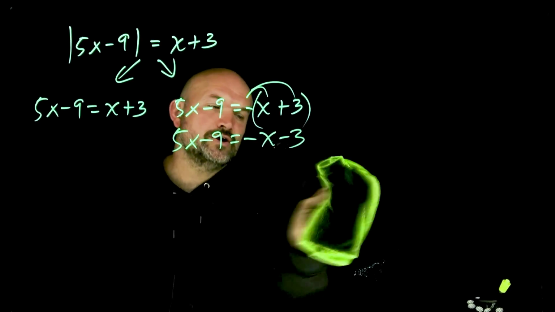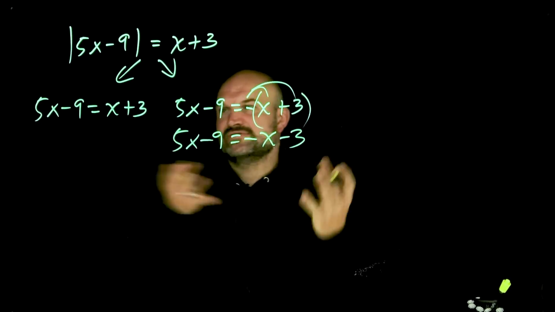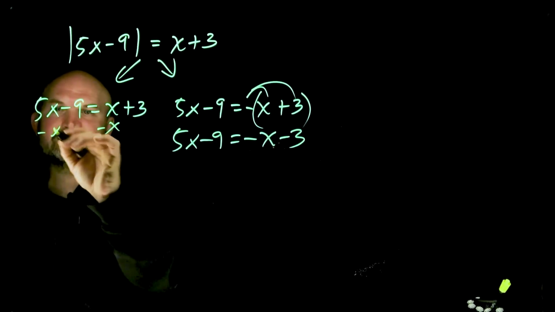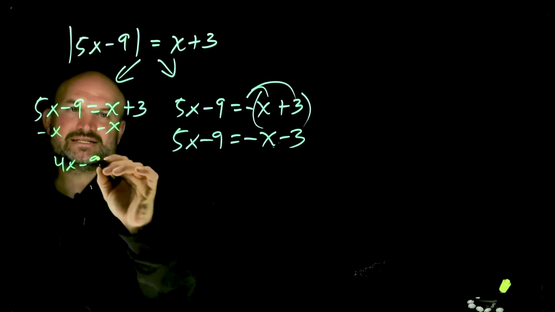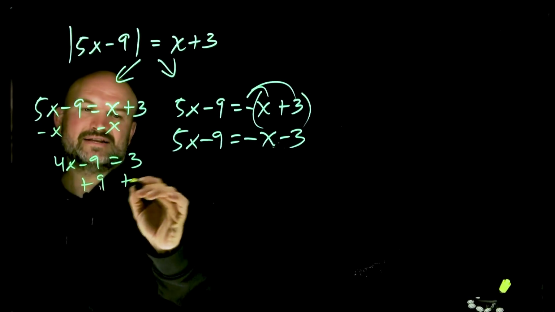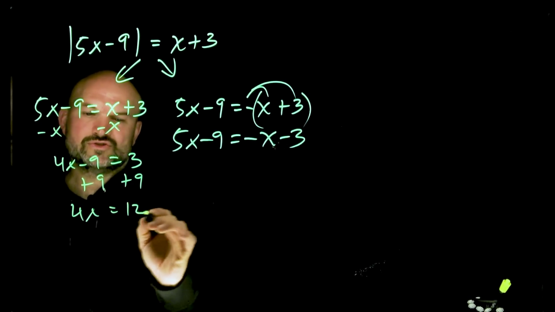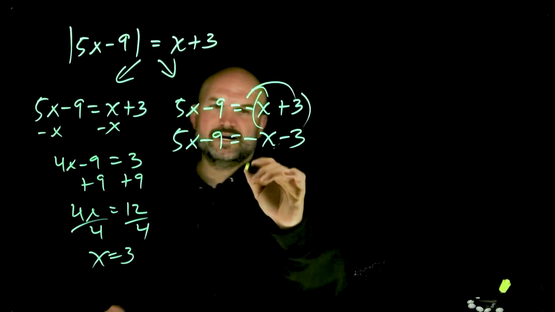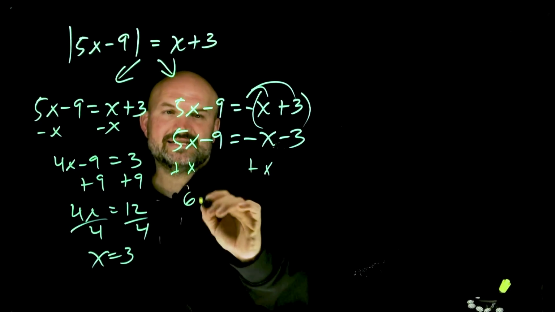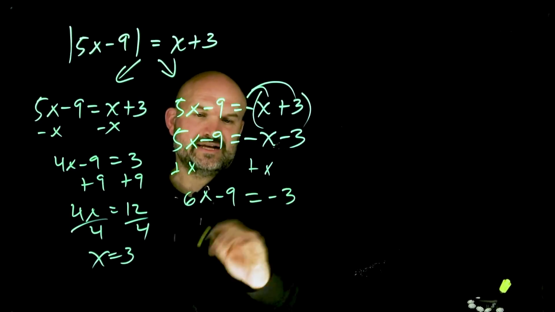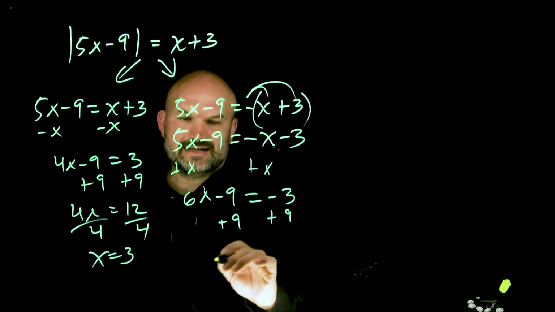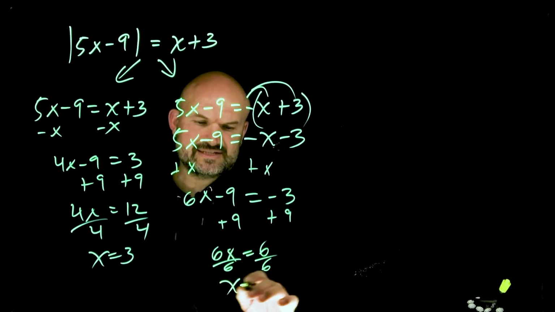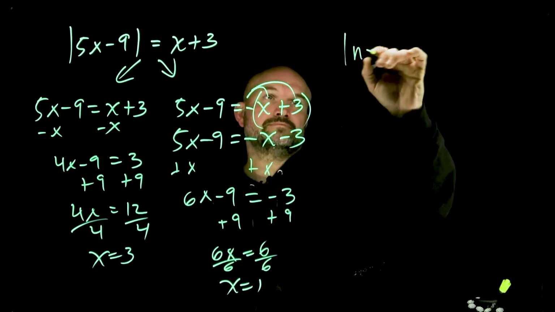Now we can go ahead and solve this absolute value equation by solving each of these linear equations separately. So I can just subtract an x on both sides. It's 4x minus 9 equals 3. Add the 9 to both sides. 4x is equal to 12. Divide by 4, x is equal to 3. Over here, I'm going to add the x to both sides. I get 6x minus 9 is equal to a negative 3. Add the 9, 6x is equal to a positive 6. Divide by 6, x is equal to 1.